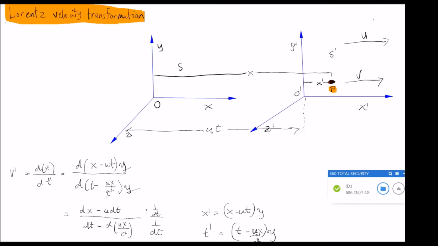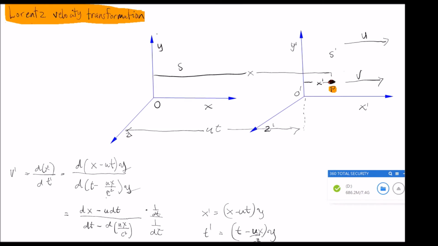So this time we're going to discuss the Lorentz velocity transformation. Okay, so let us start. We're looking at these two frames, the S frame and the S prime frame. This was discussed already in the previous lecture about Lorentz transformation on time, event, and length.